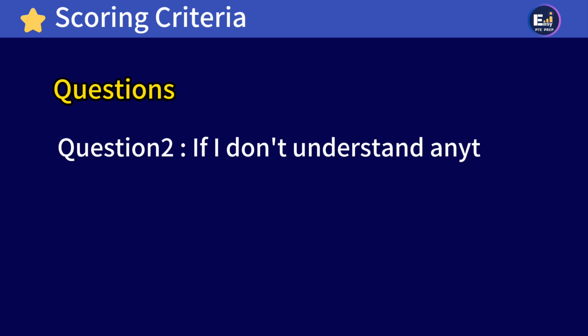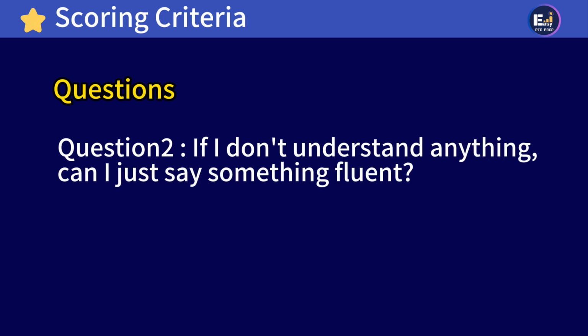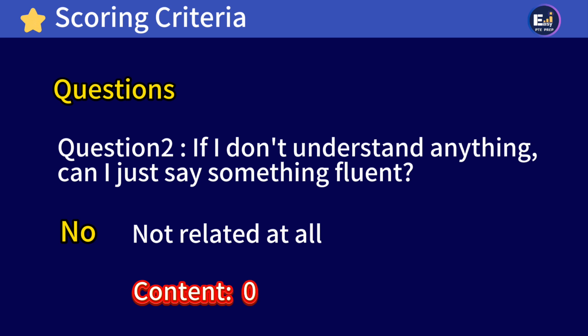Question 2. If I don't understand anything, can I just say something fluent? The answer is no. According to the scoring rules, if your answer is not related to the sentence at all, the content score will be 0, and your total score for that question will also be 0. This kind of trick does not work.